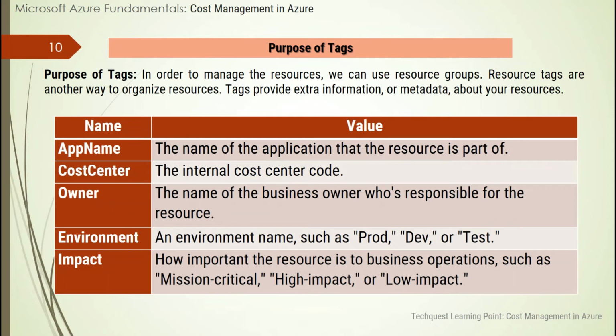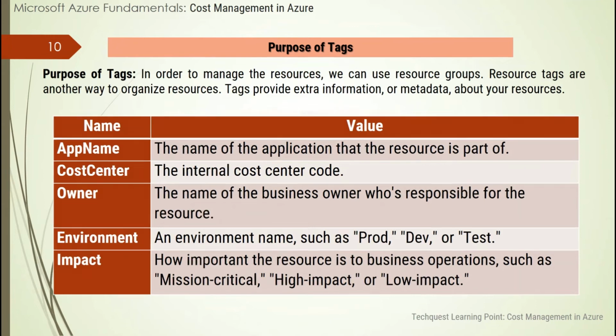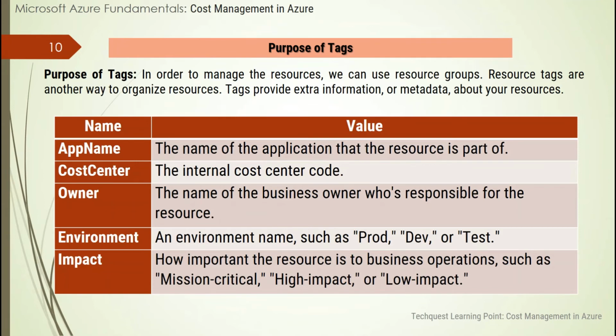Cost management and optimization tags. It enables you to group resources so that you can report on cost, allocate internal cost centers, track budgets, and forecast estimate cost. Operation management tags. It enables you to group resources according to how critical their availability is to your business.